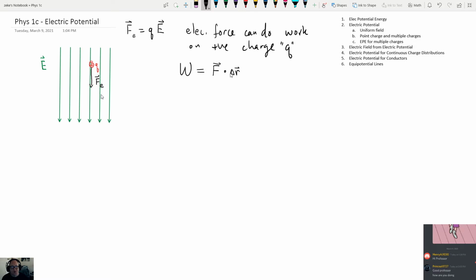So delta R is the change in position of an object. As long as you have a force and you have a displacement, you can get work. So W here stands for work, not weight. In order to have this charge have work done on it, it's going to have to move across some distance. Let's say that it moves downwards maybe.